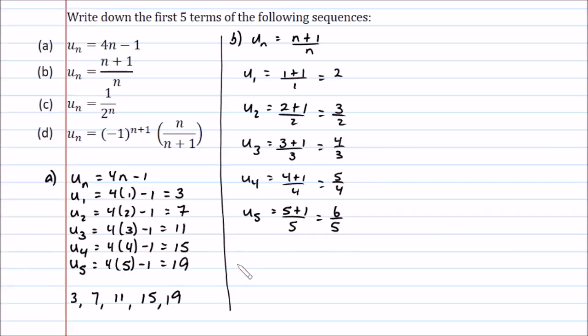So our first 5 terms would be 2, which I can write as 2 over 1, 3 over 2, 4 over 3, 5 over 4, and 6 over 5. So those are my first 5 terms. And if we wanted to show that it goes on indefinitely, we can just put dot dot dot.